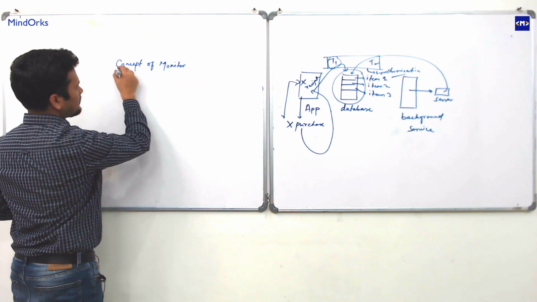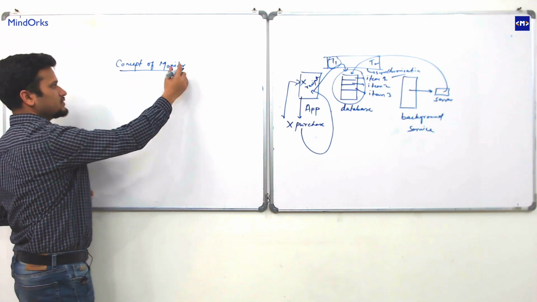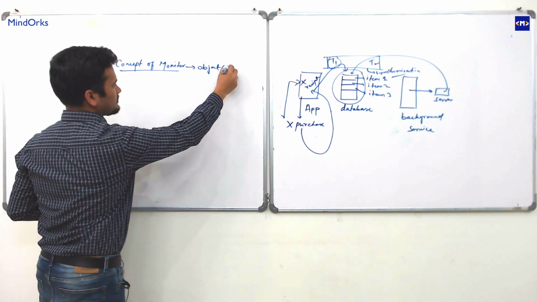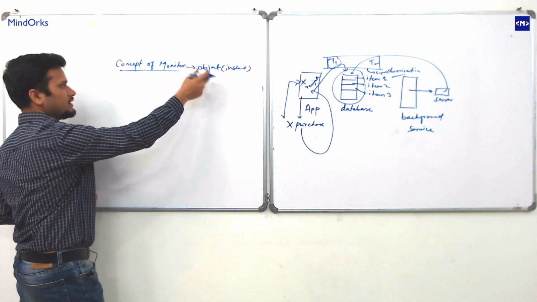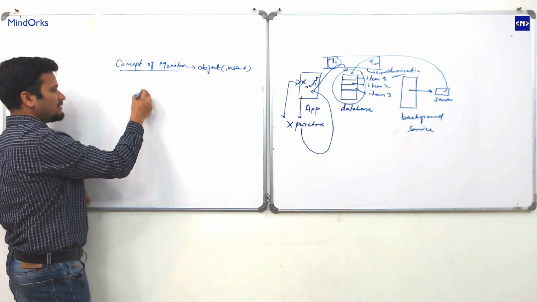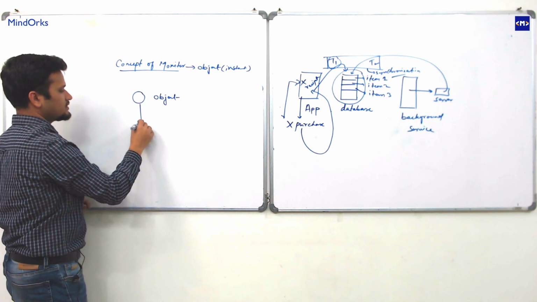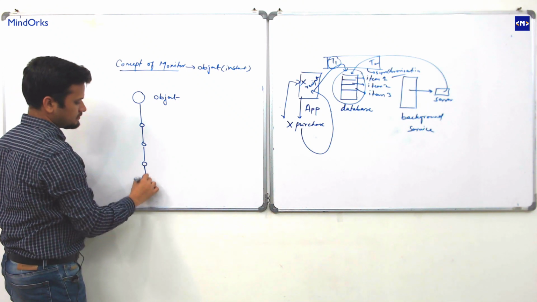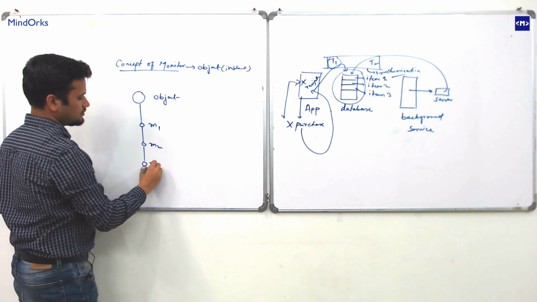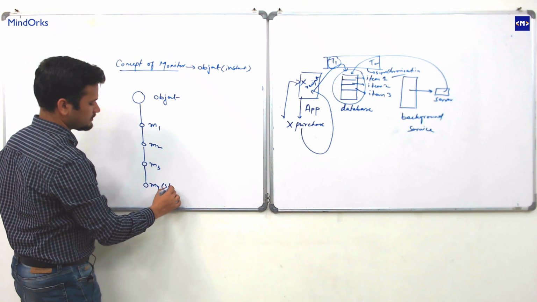Okay, so what is this monitor? A monitor is associated with an object instance. One monitor is with one object instance. Suppose you have an object and it has certain methods, for example method 1, method 2, method 3 and method 4, and method 4 is static.